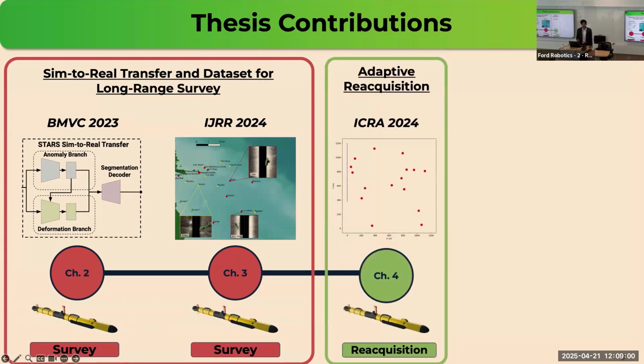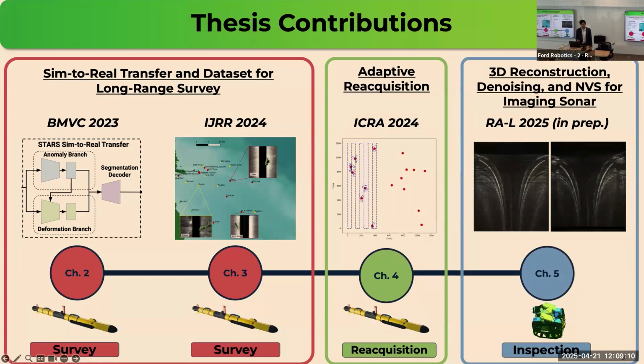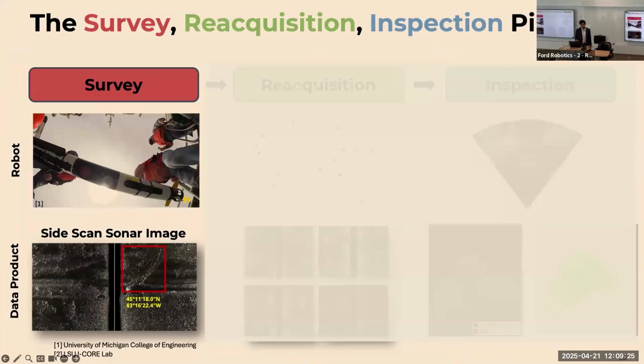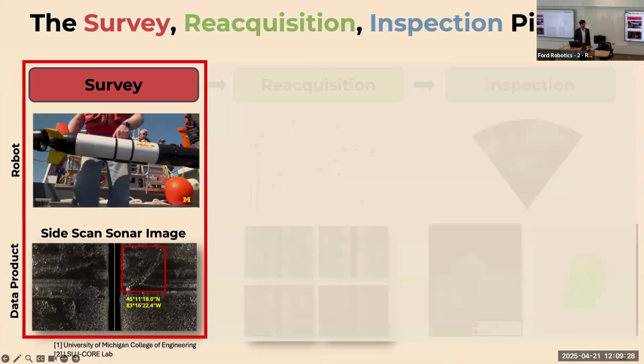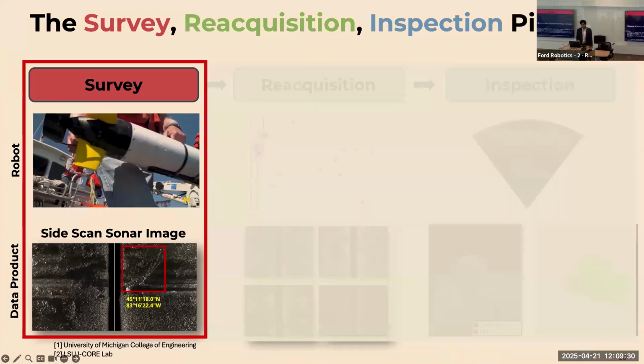Third, we contribute a method for active perception for autonomous underwater vehicles, which improves reacquisition accuracy and produces more efficient, multi-view informed reacquisition surveys. Finally, we propose a novel method for scene representation and novel view synthesis using imaging sonars under the Gaussian splatting framework. This work aims to produce more photorealistic imaging sonar renderings for novel view synthesis and higher quality 3D reconstructions. With that said, we'll dive into the first portion of this talk, which is a large area survey.